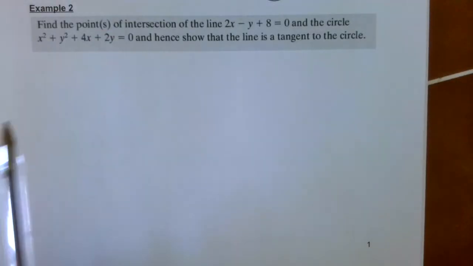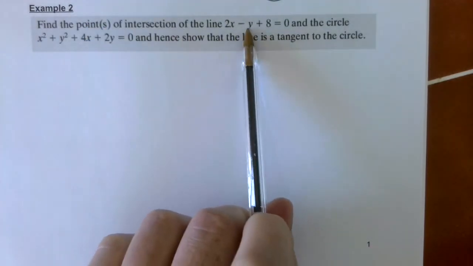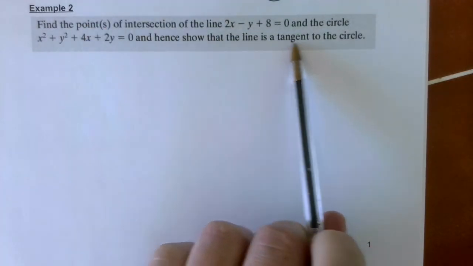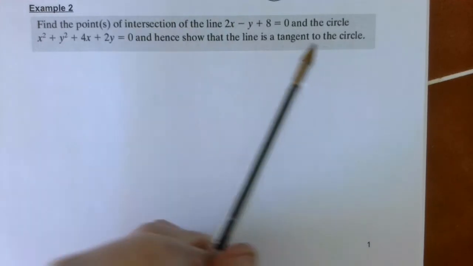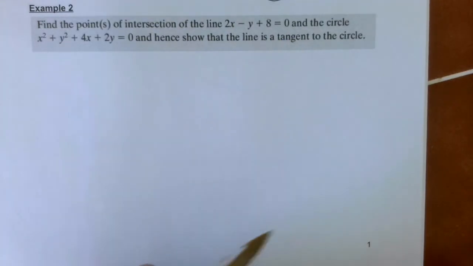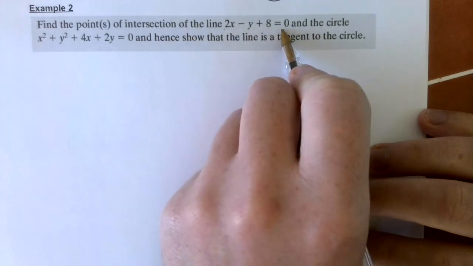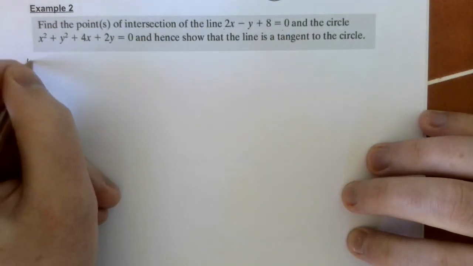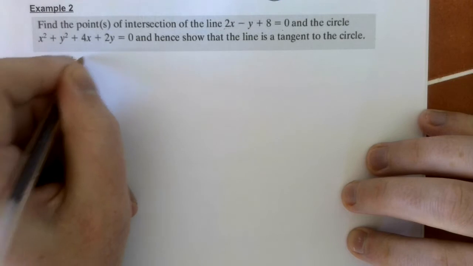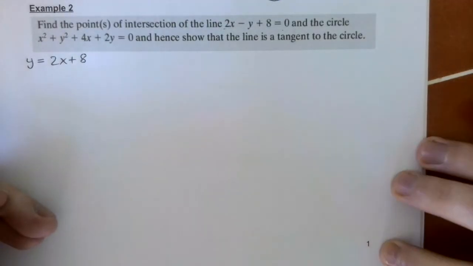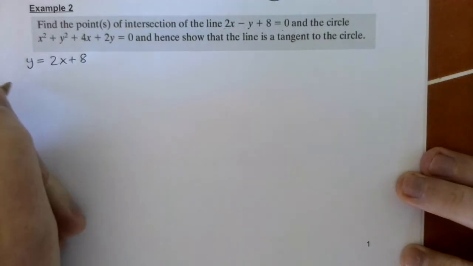So this one here, example 2, it says find the point of intersection between the line and the circle and hence show that the line is a tangent to the circle. Now, just like I've just said in the previous question, if it's going to be a tangent, there's only going to be one point of intersection. And that's how we'll find that information out. So for this one here, it's much easier for the line if we just get y on its own. So y is going to be equal to 2x plus 8. And then we sub that in for y in here.